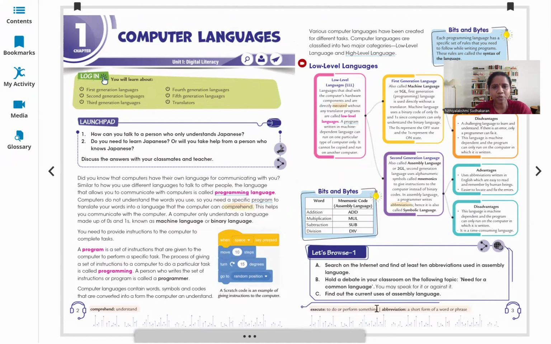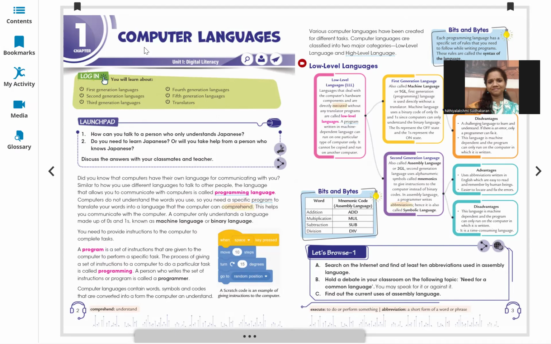In the same way, computers also have different languages to perform different tasks. For example, we have programming languages. Programming languages are what allow us to communicate with computers.